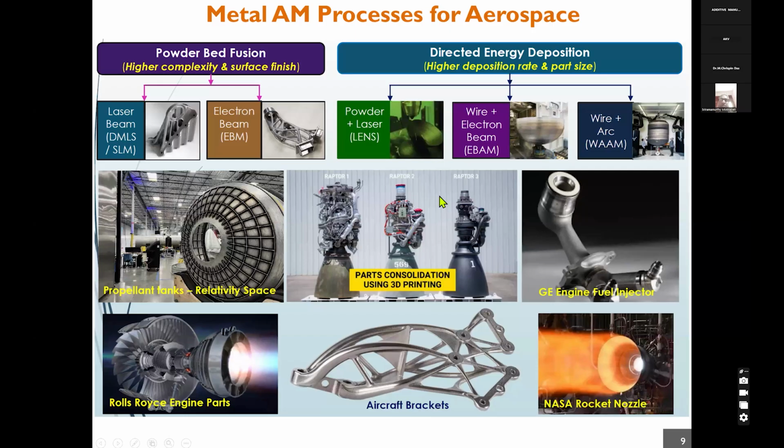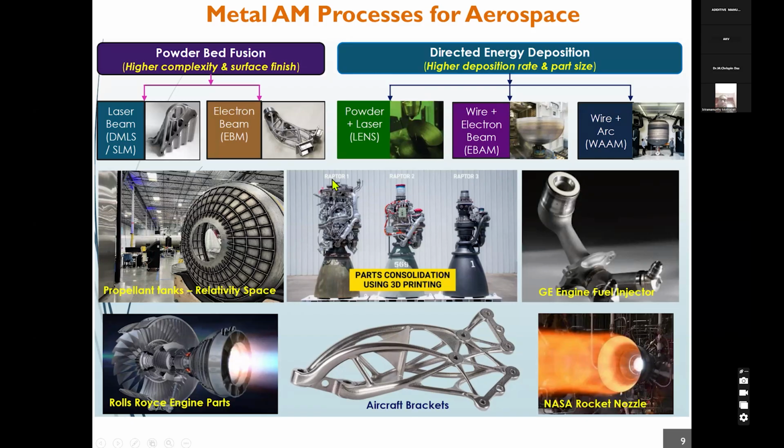So this slide again talks about different processes and how different parts have already been inducted by various space agencies. So you have Relativity Space, which has been using additive manufacturing for manufacturing the propellant tank. Rolls-Royce has been using additive manufacturing to manufacture various engine parts. And a lot of aircraft brackets with bionic designs have also been made through additive manufacturing. And this is one example of part consolidation wherein GE has been using additive manufacturing to consolidate more than 20 parts into a single component. And this is one classic example of how additive manufacturing can give us the advantage of weight savings.